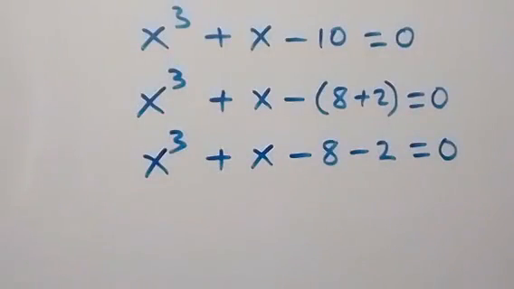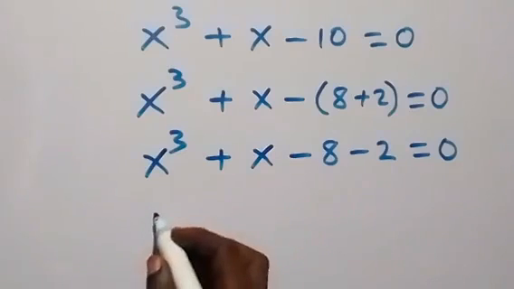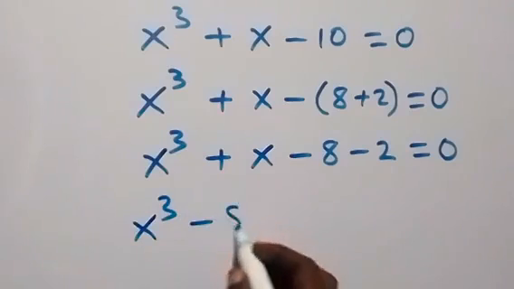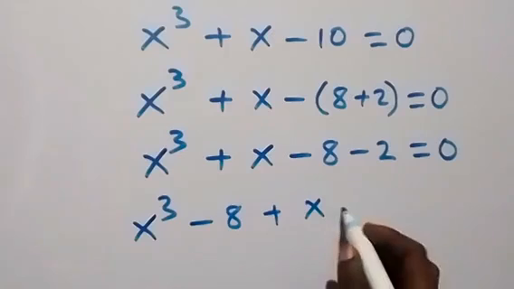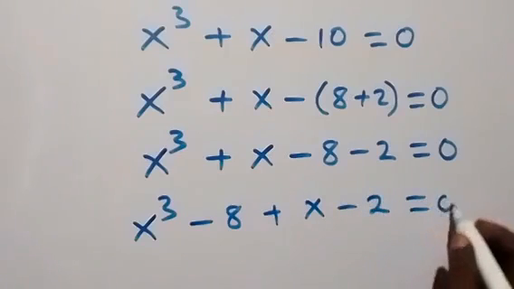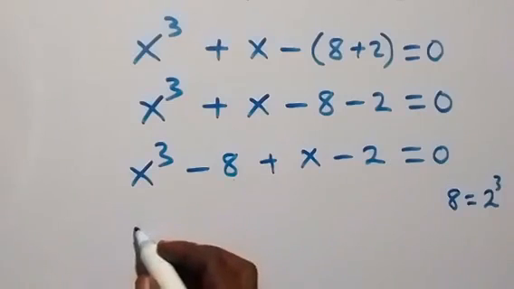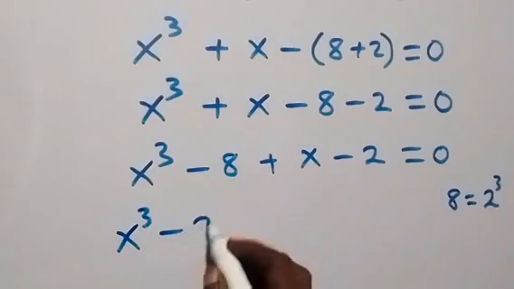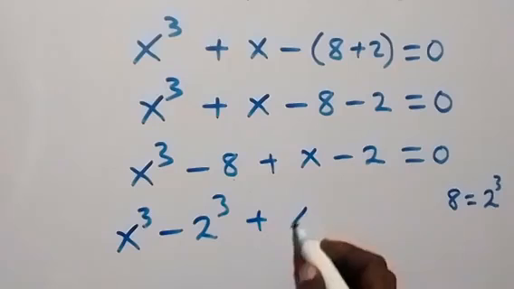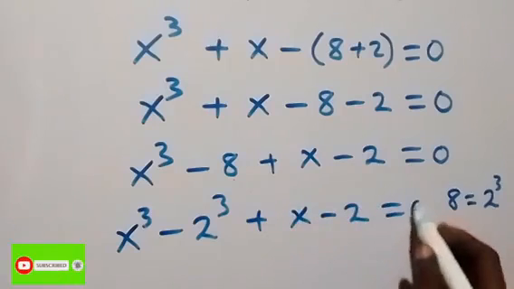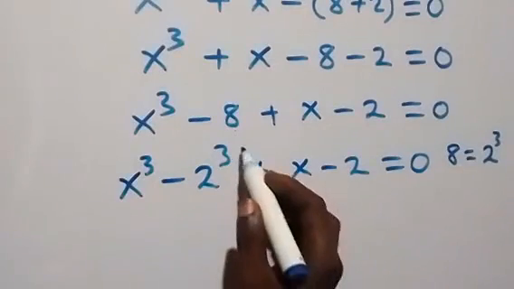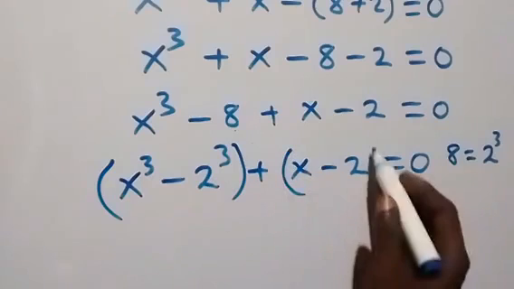Then from here, we can regroup it as x raised to power 3 minus 8, plus x minus 2, equals 0. Here we can write 8 as 2 raised to power 3, 2 multiplied by itself 3 times, and this will become x raised to power 3 minus 2 raised to power 3, then plus x minus 2, equals 0. Here we have this together and this together.